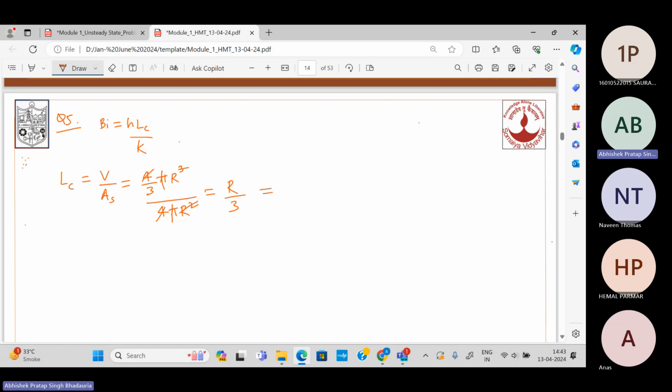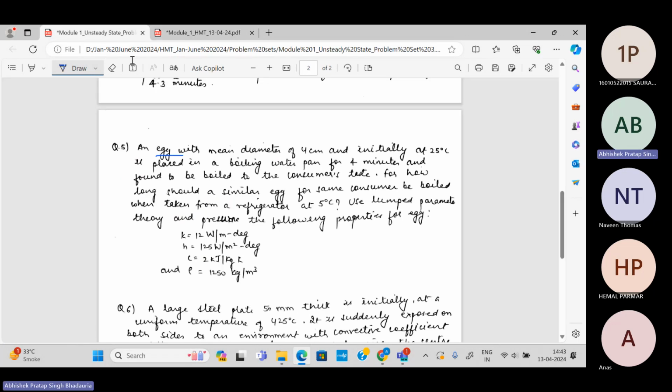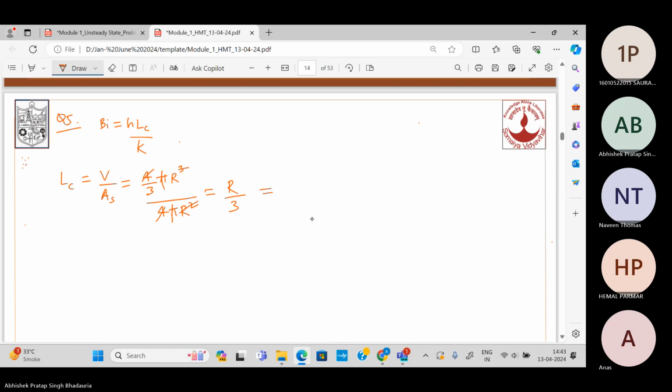So r is given in the problem: the diameter is 4 centimeter. That means radius is 2 centimeter, that means 0.02 meters. It is 0.02 meters divided by 3. So it is equal to 0.00666 meters. So this is the calculated value of characteristic length. Now we'll put the value of characteristic length in the above expression for calculating Biot number.